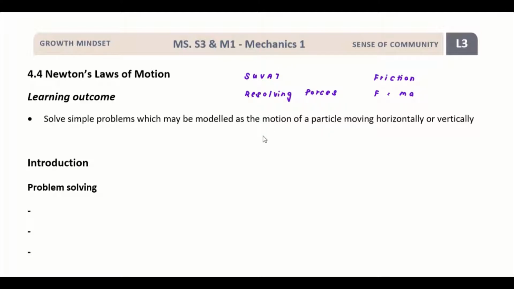You can see the learning outcome is to solve problems which may be modeled as the motion of a particle moving horizontally or vertically. I'll be splitting the problem solving into three parts, so I'll discuss it further in the introduction part. All right, let's start the lesson.